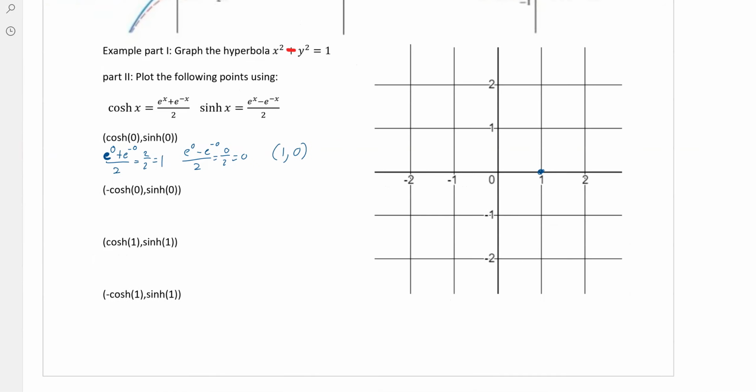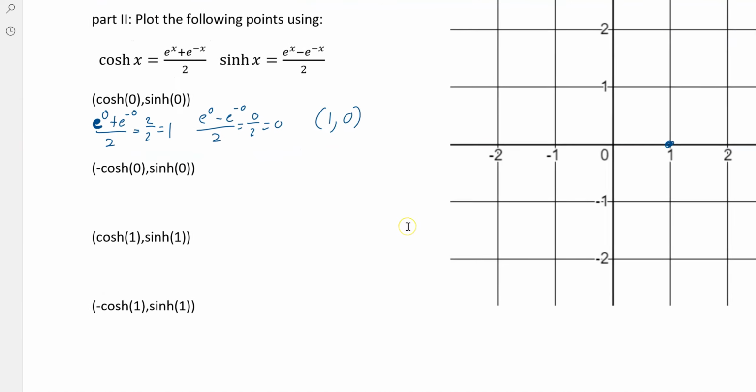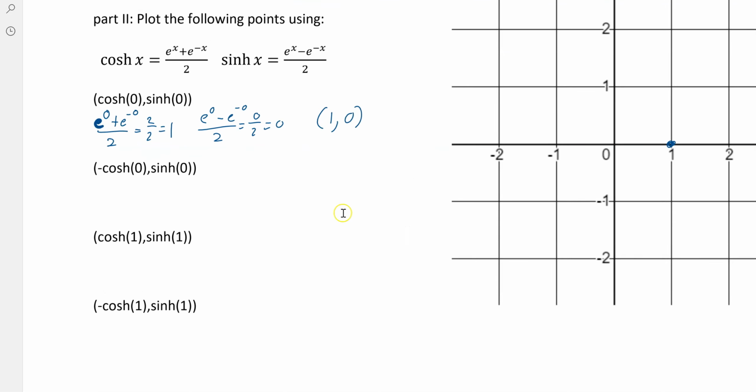Now, like I said, one side is the positive for cosh, and the other side is the negative for cosh, the hyperbolic. So all we have to do is look at it and go, okay, well, if that was 1, then this would be negative 1, and that was 0, it stays 0. So now we also have this point. And so you can see it's already forming our hyperbola.